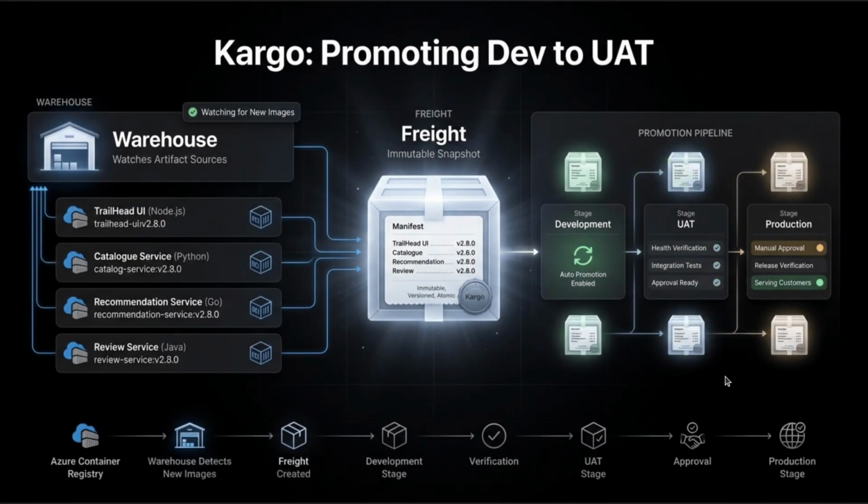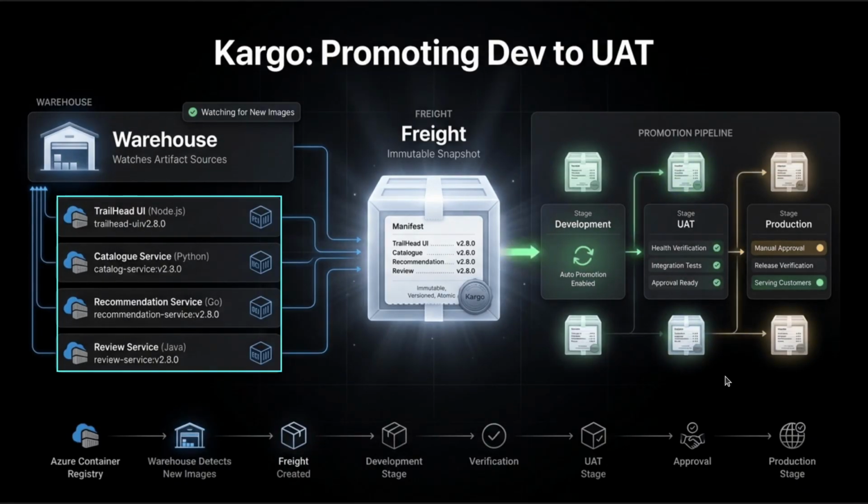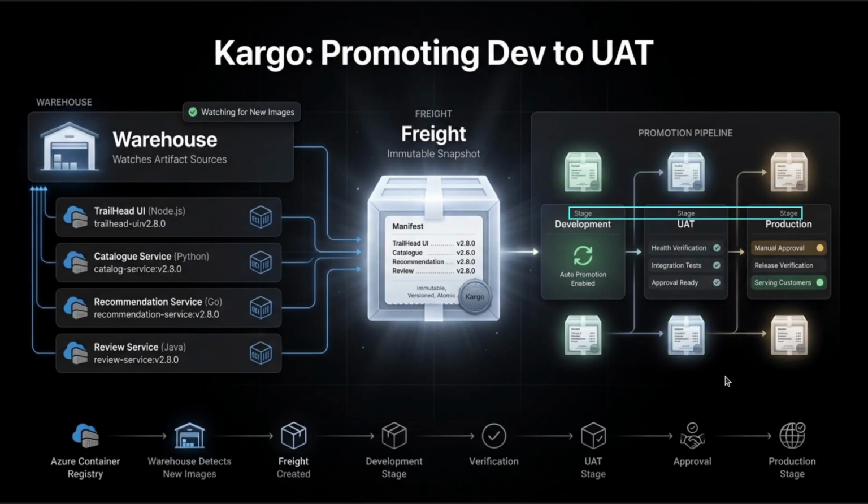Quick mental model before we actually implement it in our environment. Kargo has 3 core concepts, and once this clicks, everything else makes sense. A warehouse watches your artifact sources. For us, that's our 4 container image repositories in ACR. Every time it sees a new version show up, it bundles the current state of everything it's watching into a freight: a single named immutable snapshot, these exact image versions together right now. And a stage is one step in your pipeline, dev, UAT, prod, that can request freight, verify it's healthy, and either auto-promote it forward or wait for a human.